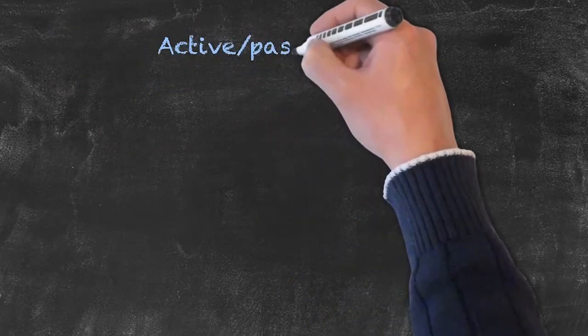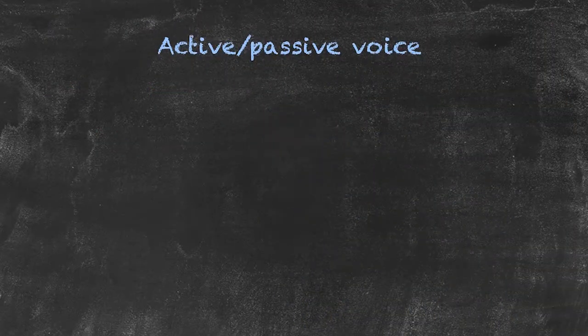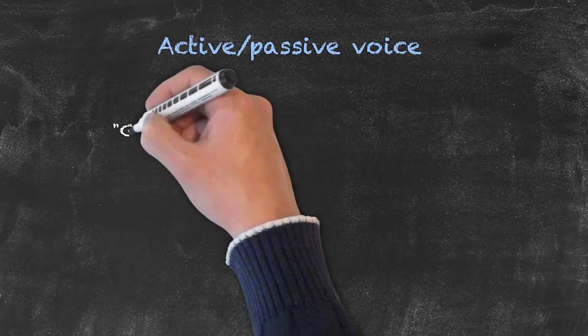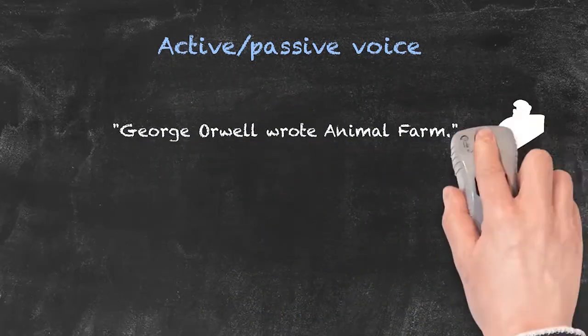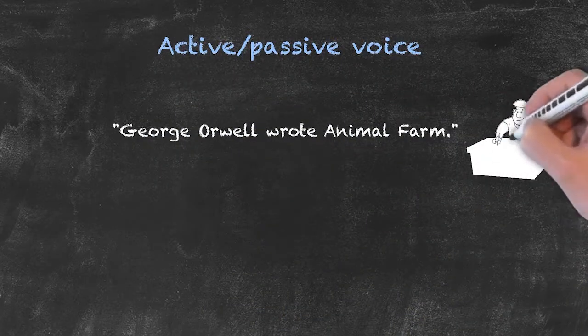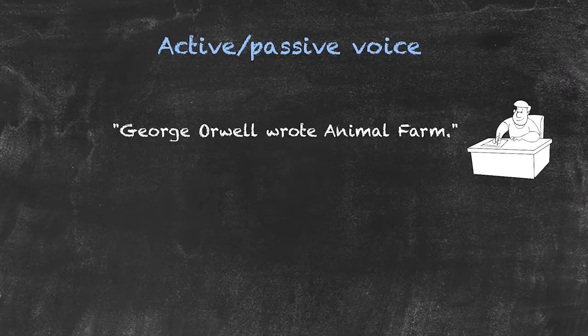Now let's have a look at the active and passive voice. We have a typical sentence here. George Orwell wrote Animal Farm. This sentence is in the active voice. Now Animal Farm is in the final position of the sentence, but we could rewrite the sentence to have the exact same meaning in the same tense, but bring Animal Farm to the first position within a sentence.